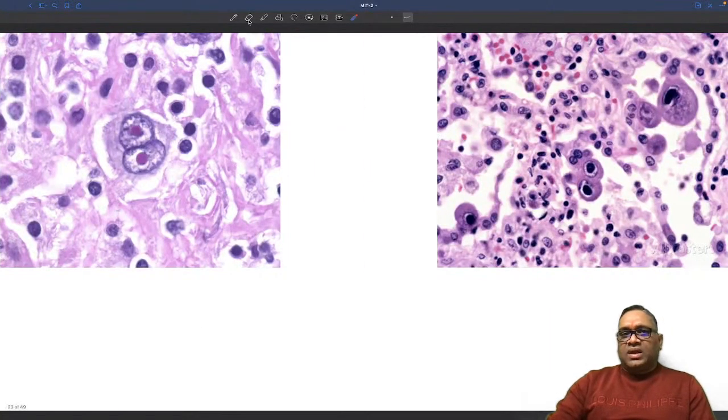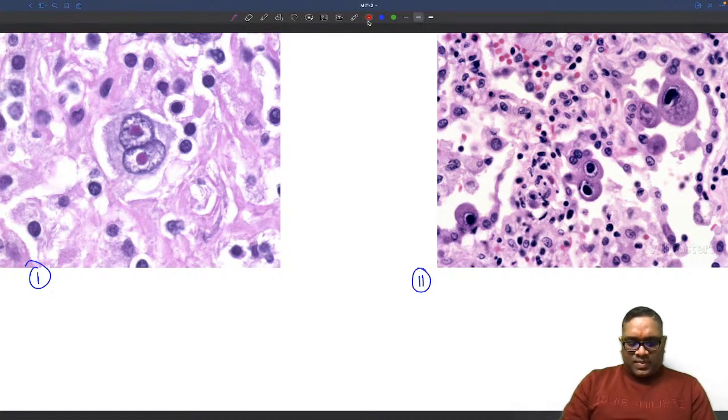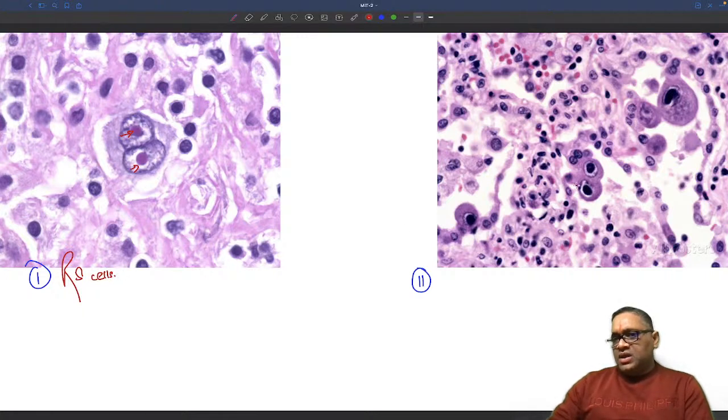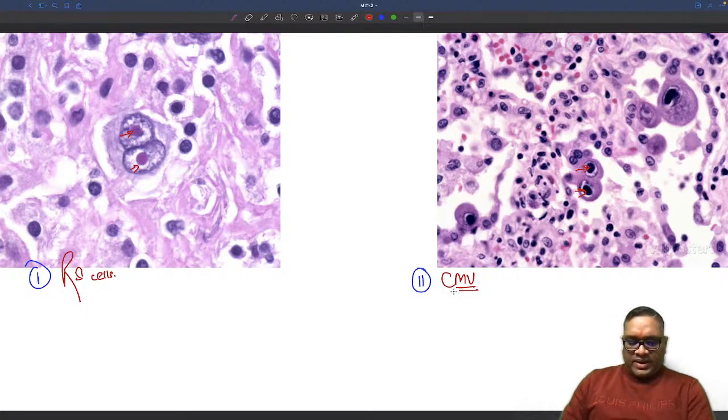Now you tell me which one is the Reed-Sternberg cell and which one is the cytomegalovirus. Can you tell me after seeing these two pictures? Yes, Asim, even CMV also has the owl eye. That is what we are discussing. You can see eosinophilic nucleoli, so this is the Reed-Sternberg cell. And here you can notice there is a basophilic viral inclusion, so this will be the cytomegalovirus infection, right?